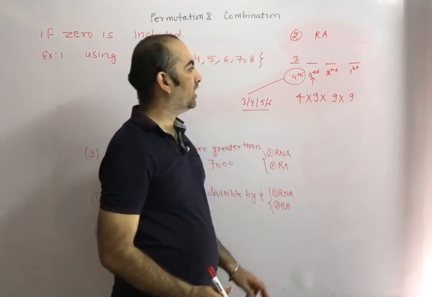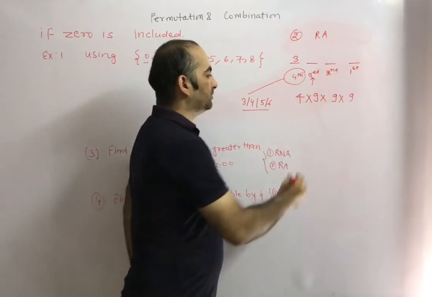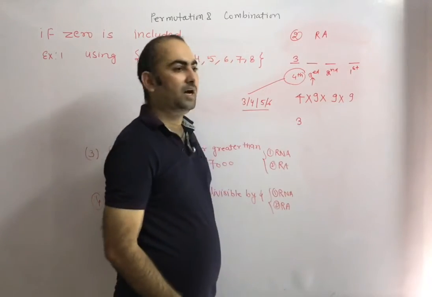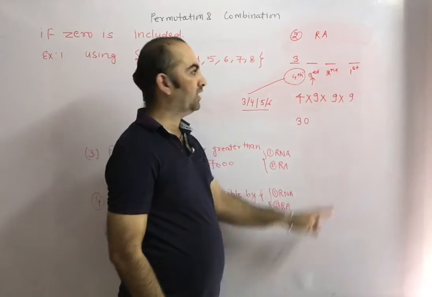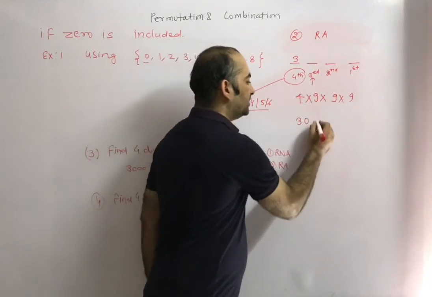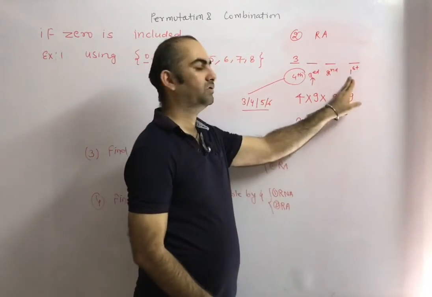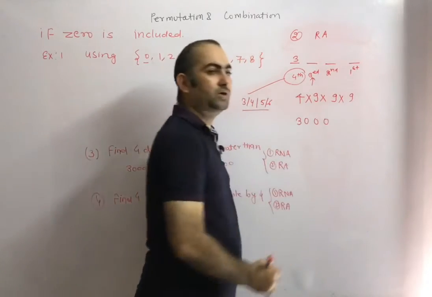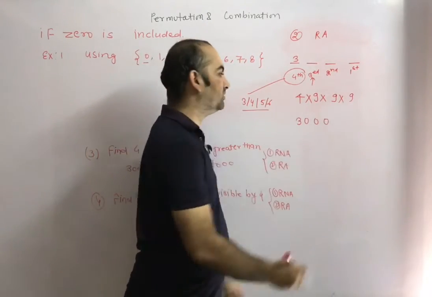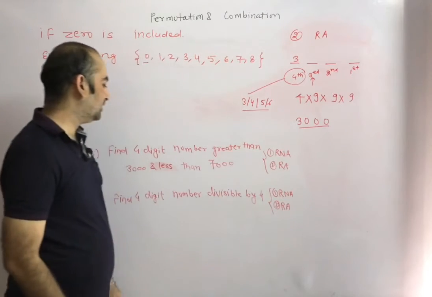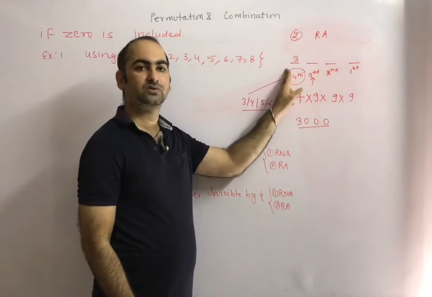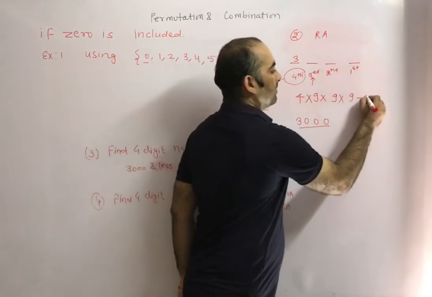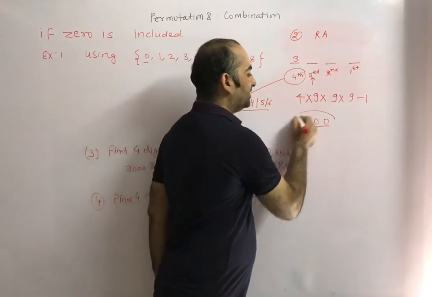Okay. But out of these numbers, one number is what? Suppose the first place is 3. Okay. And here we can put 9 numbers. So one of the numbers is what? 0. And here also we can put 9 numbers. So one of the numbers is what? 0. And here also we can put 9 numbers. So one of the numbers is what? 0. Okay. So out of these numbers, one number is what? 3000. But we want the number to be what? Greater than 3000. Okay. But in this case, we will get 3000 also. So what will we do? Minus 1.